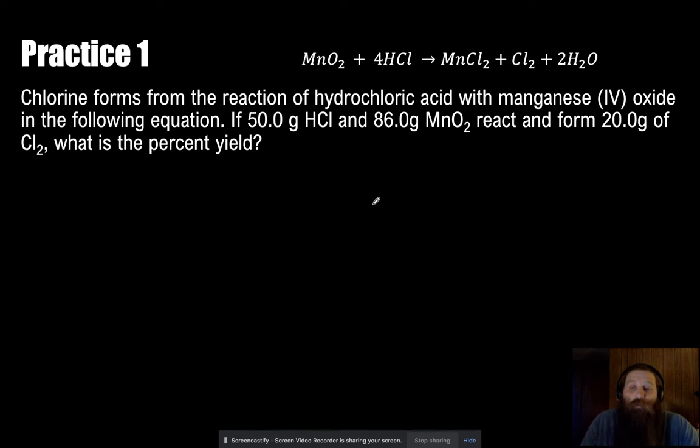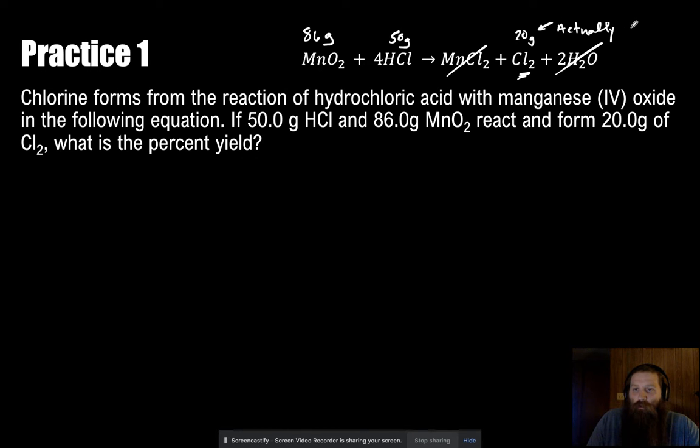All right. So a couple things about this problem. First, we know that we have 50 grams of hydrochloric acid. We have 86 grams of our manganese salt. We know that we're making 20 grams of chlorine. We can ignore the water and the manganese chloride that are formed. All we need is this product and obviously the two reactants. This was actually made, right? This is our actual yield.